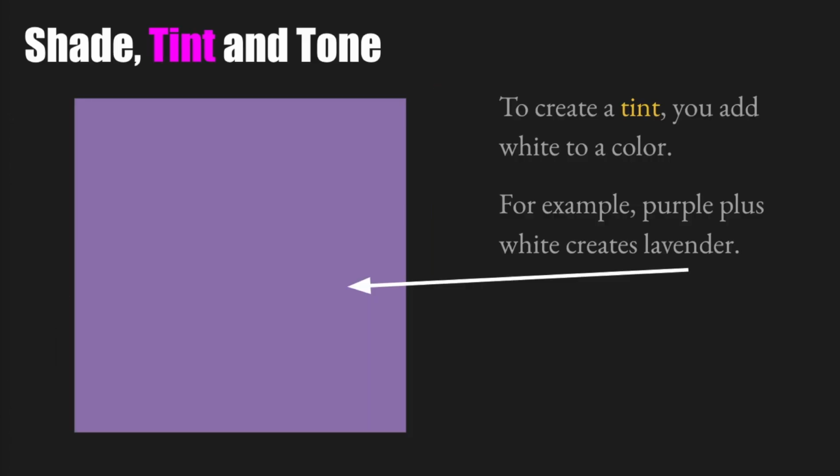Okay, now we're going to look at tint. To create a tint, you add white to a color. Purple plus white gives you the lavender color you see on the screen. Again, notice the name changed when the color is added to the original color.